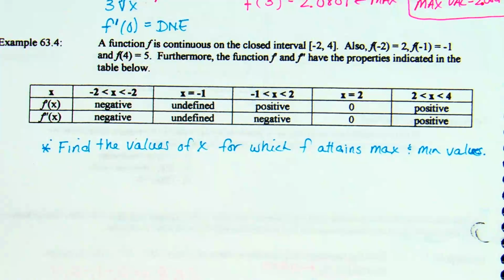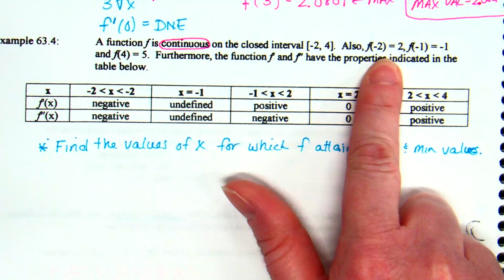It is important to notice, they told us up front that this is continuous. If they don't tell us this is continuous, it changes everything, because you can't just assume. There has to be something telling you that. On the closed interval from -2 to 4, they also tell me that f of -2 equals 2.